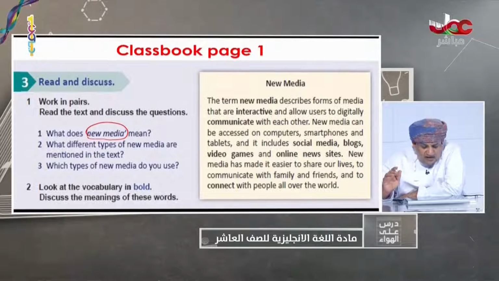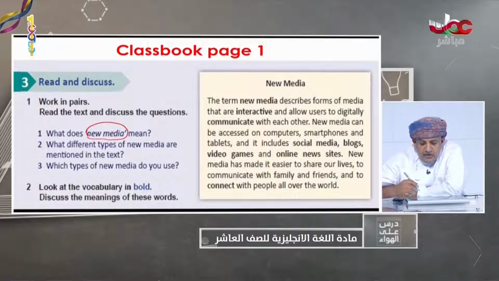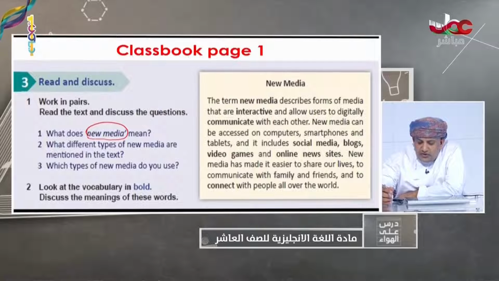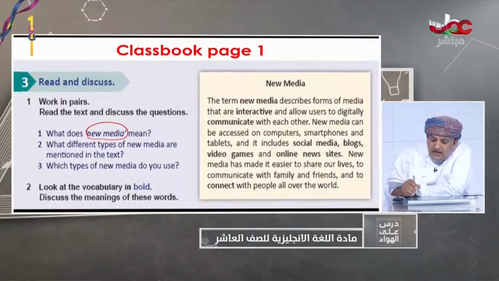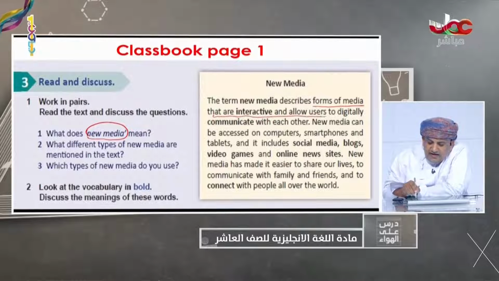So now let's start by looking at number 1. So let's read it together. The term new media describes forms of media that are interactive and allow users to digitally communicate with each other. So this is the definition. Okay, it's a type of media that are interactive and allows users to digitally communicate with each other.